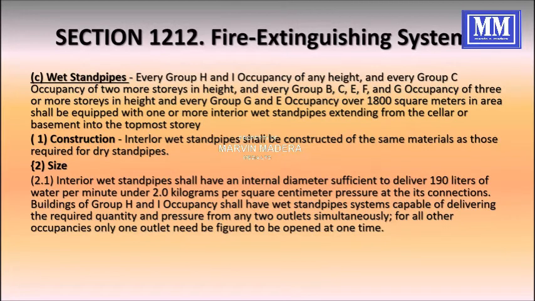Interior wet standpipes shall be constructed of the same material as those required for dry standpipes. Interior wet standpipes shall have an internal diameter sufficient to deliver 190 liters of water per minute under 2.0 kg per square centimeter pressure at its connection. Buildings of Group H and I occupancy shall have a wet standpipe system capable of delivering the required quantity and pressure from any two outlets simultaneously. For all other occupancies, only one outlet needs to be open at one time.